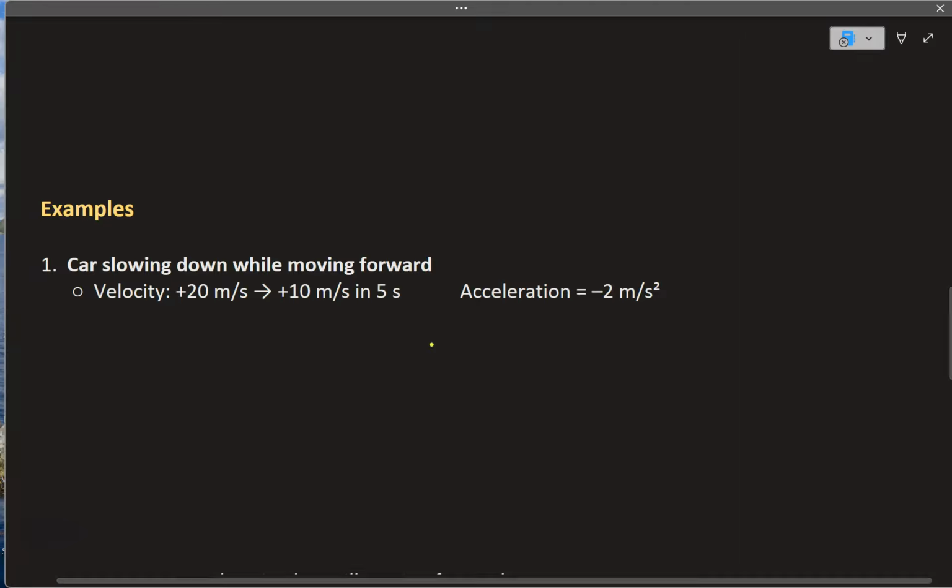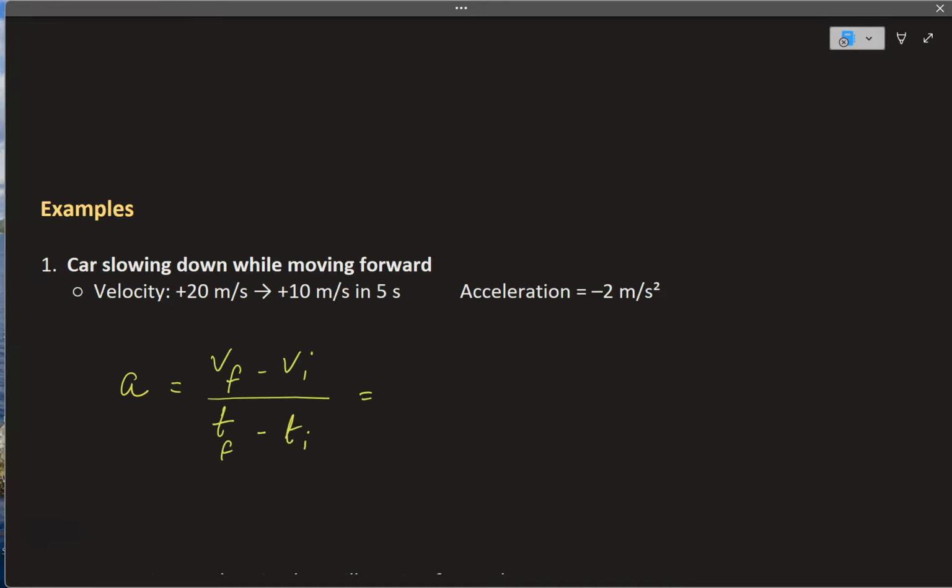So let's write up the acceleration formula, and here it is. You have the final velocity is 10 meters per second. The initial is 20 meters per second. I'm going to subtract that, and the total time is 5 seconds because t initial is 0. That's what we're assuming. T initial is 0 seconds, so that would be 5 seconds.